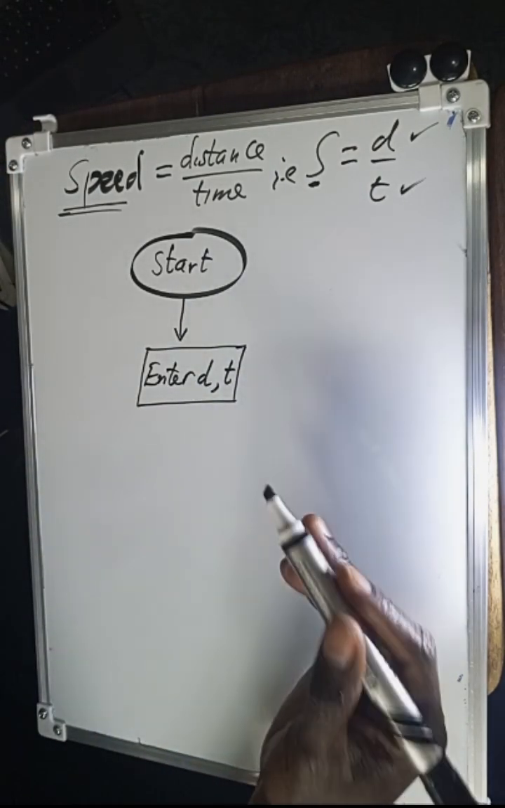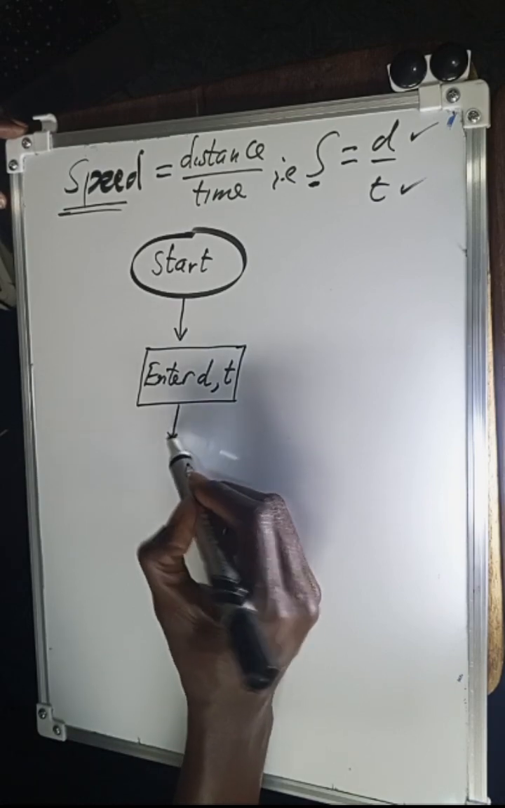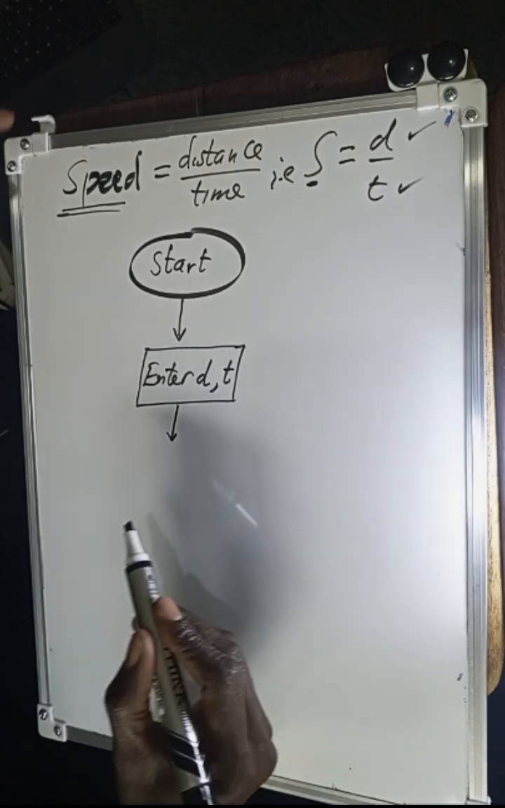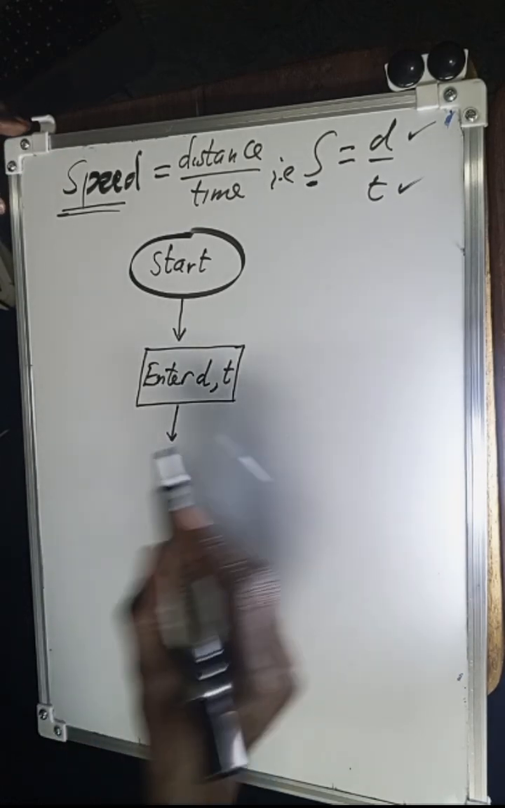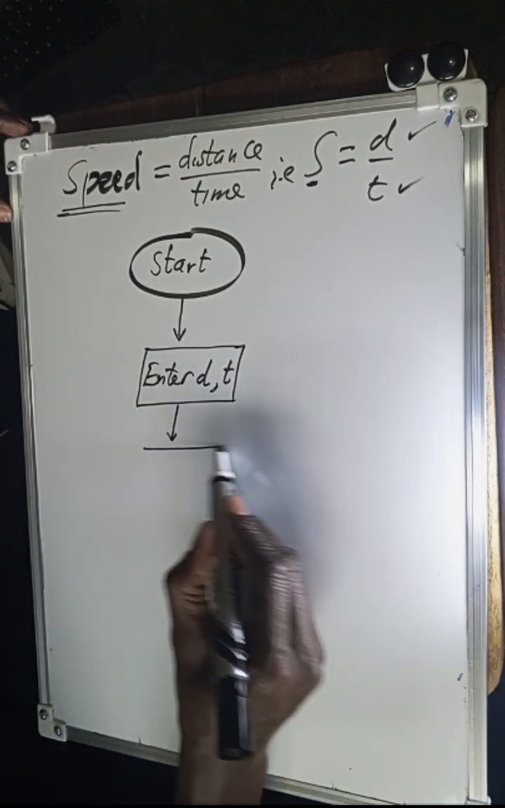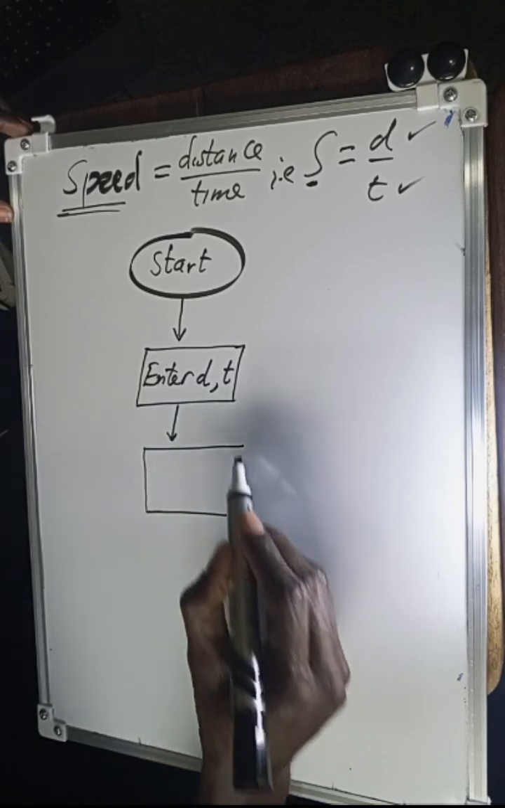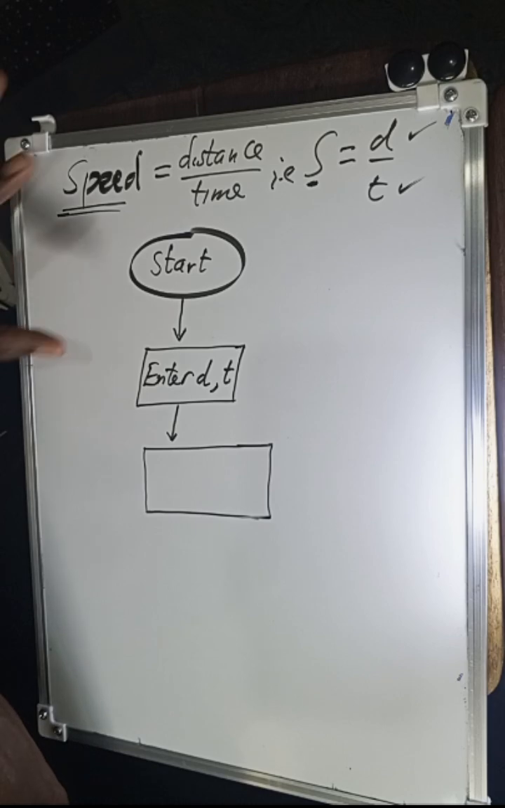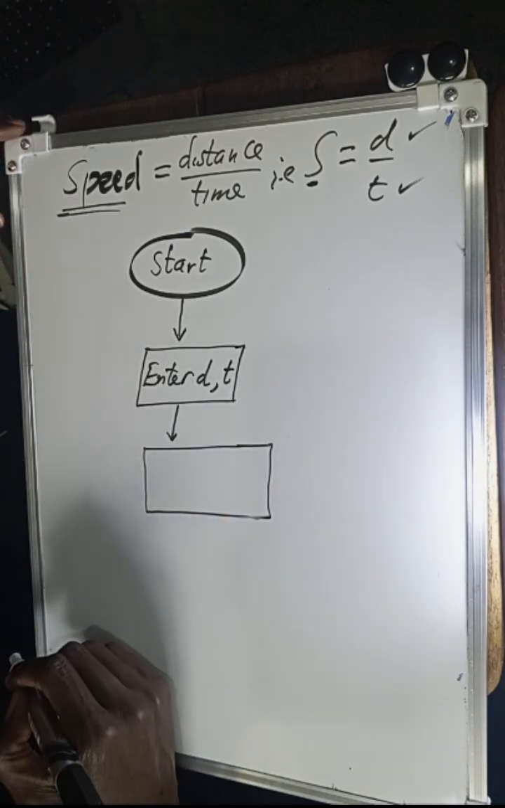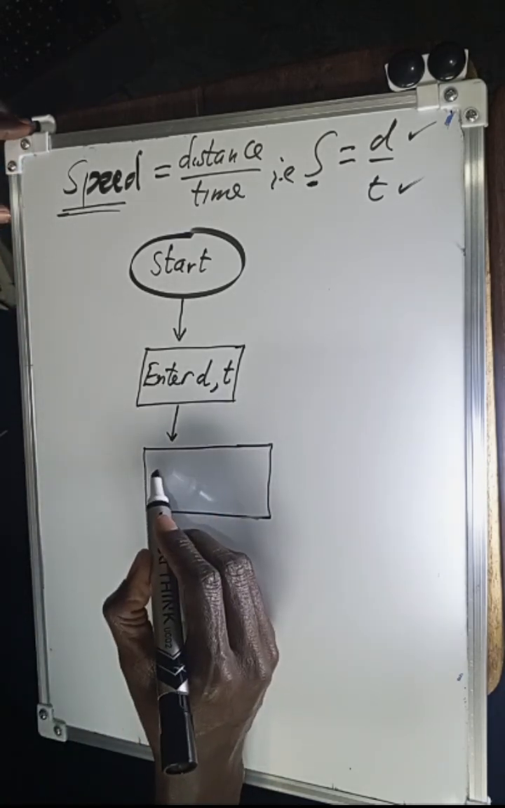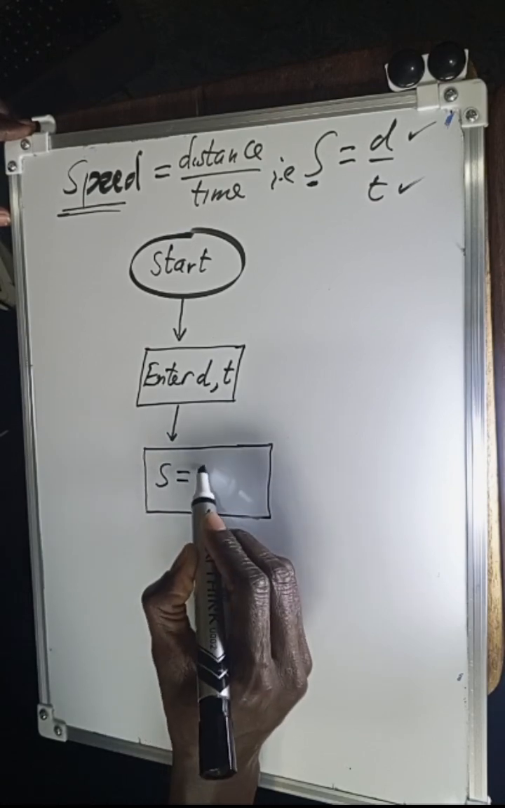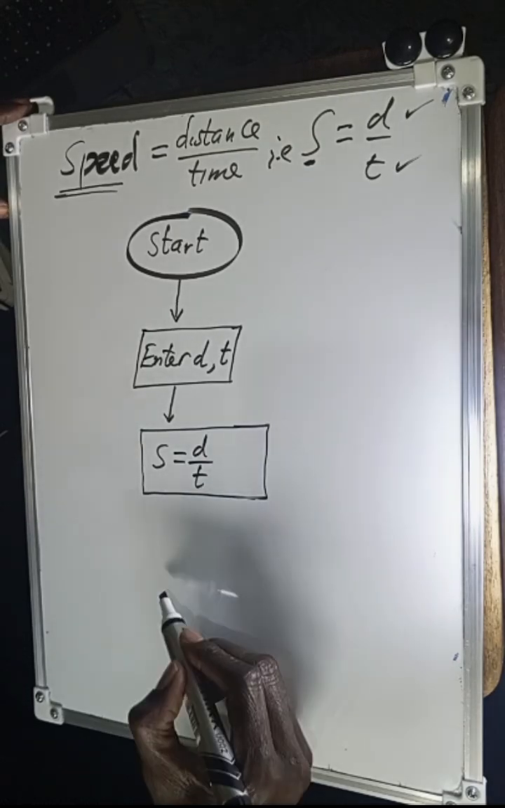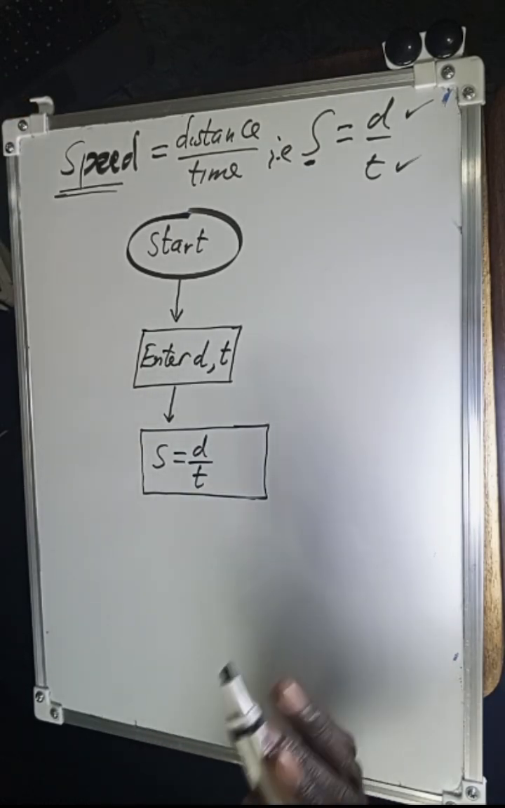Well, when you enter that, what else do you need? We now need to substitute this into the formula because we want to calculate the speed. So what am I going to use there? This is where you use a rectangle. Remember what we said: when you're putting a formula, the formula always goes in a rectangle. So this is where you put your speed is equal to distance divided by time.